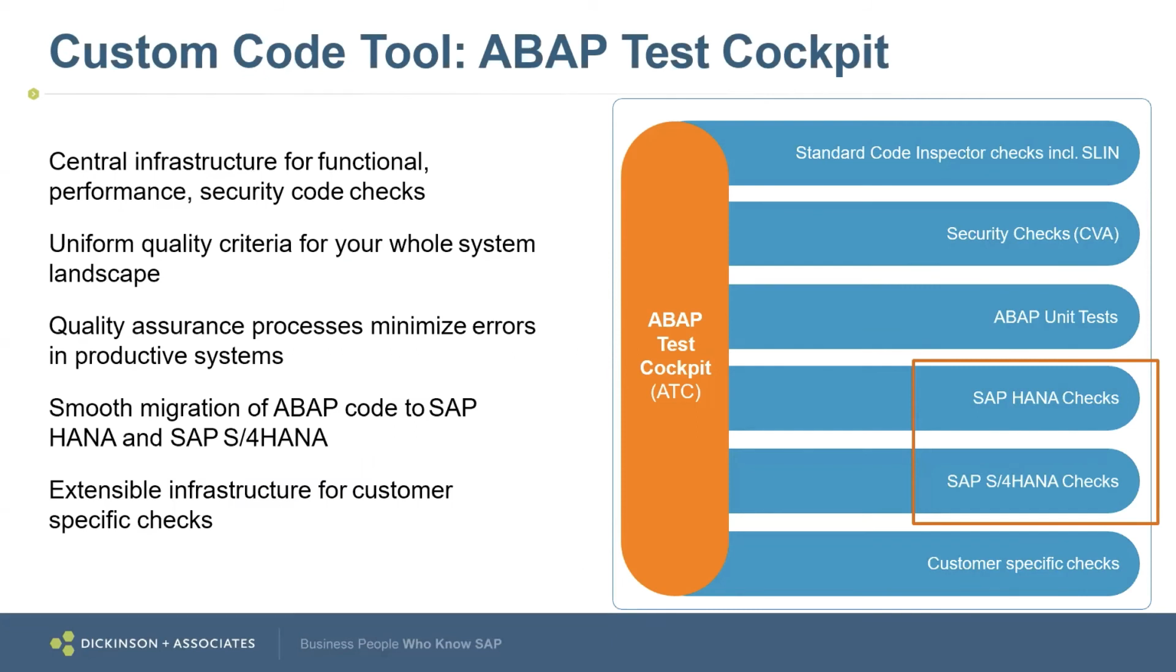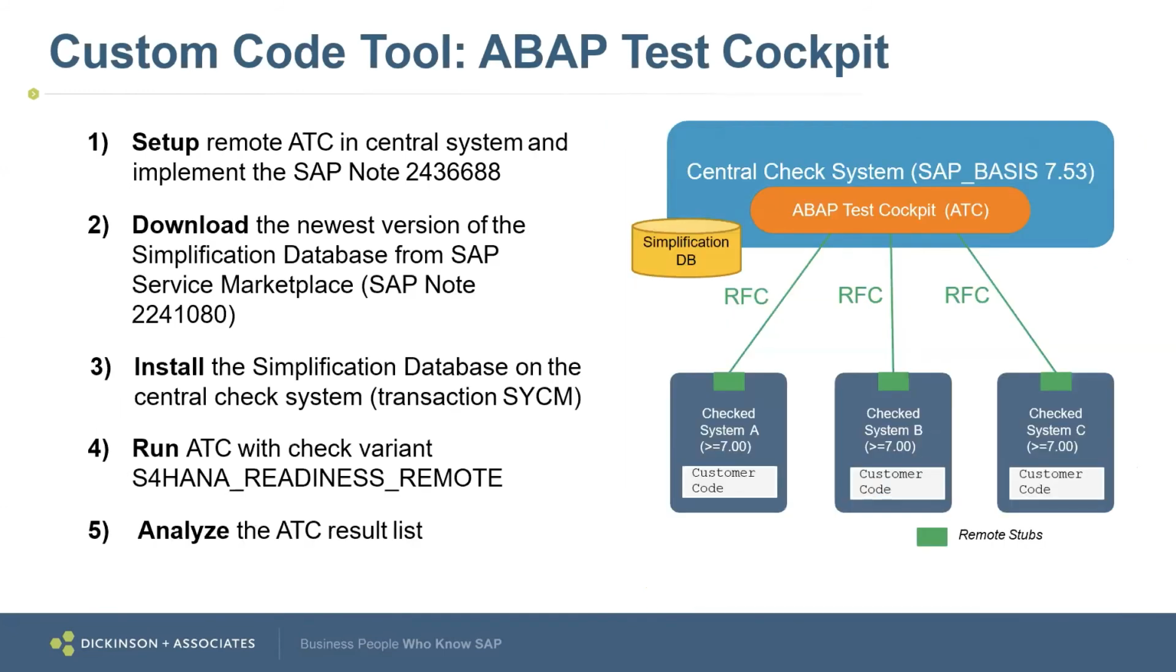The other tool, the ABAP Test Cockpit, is really a central infrastructure object that allows you to do code analysis as well. It specifically is good for smoothing your migration to S/4HANA. The syntax of HANA, whether it's Suite on HANA or S/4HANA, is actually different. So you really need to run these objects. The ABAP Test Cockpit is installed on your system. So let's take a look at how that happens.